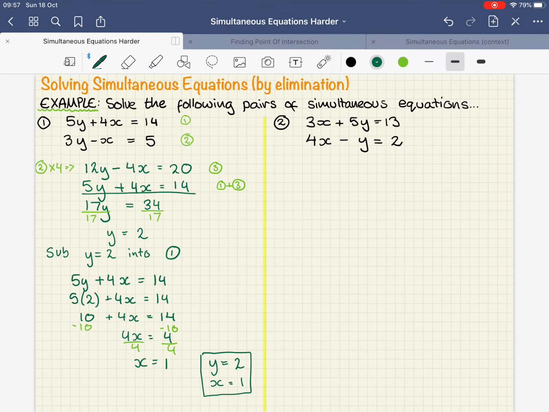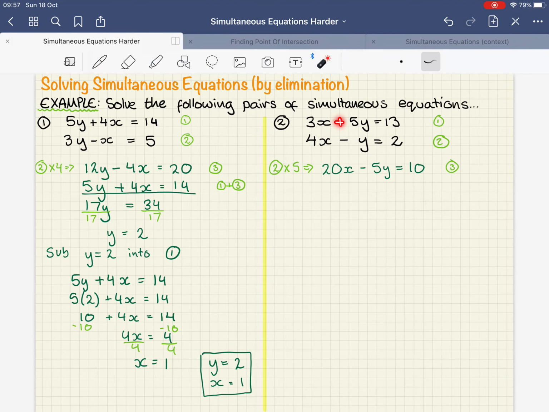Okay, so let's take a look at question 2. So same idea, I've got my 1 and my 2. And so looking here, I've got this plus 5 and that minus y. So the easiest way to make the numbers stay the same is if I multiply this second equation here by 5. So I'm going to take equation 2 and I'm timesing it by 5. So that's going to be 20x minus 5y equals 10. So that's my equation 3.